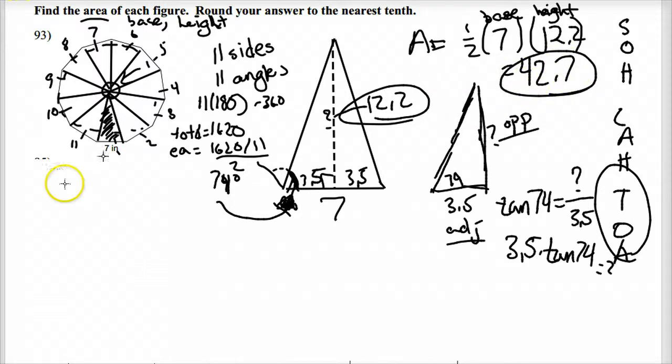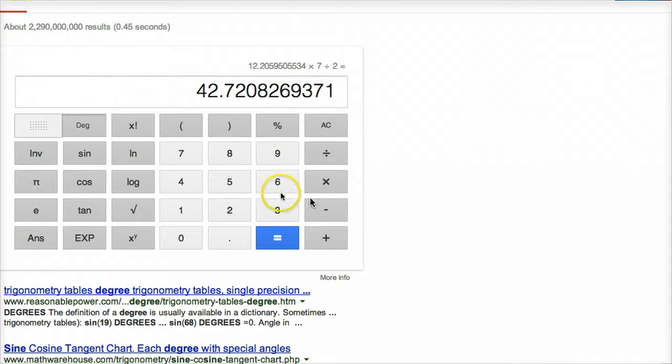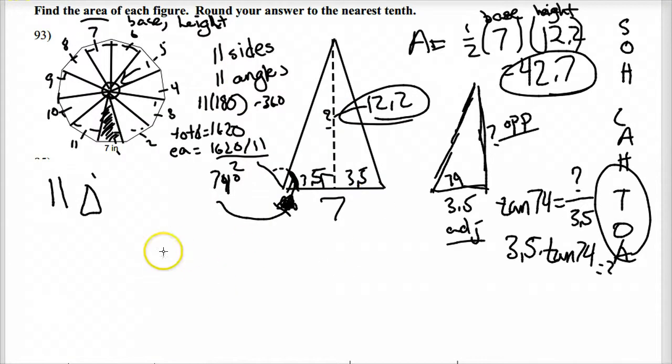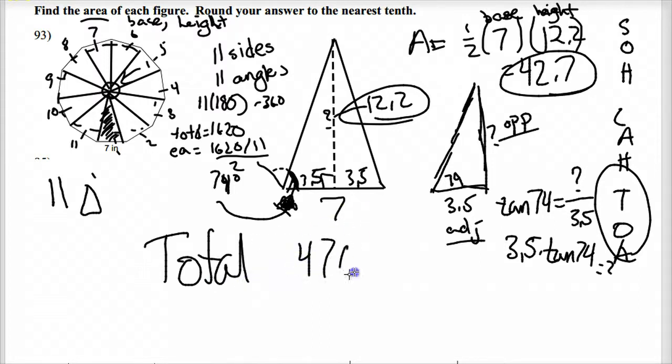That's only one slice of pizza, and there are 11 triangles. So now we have to multiply that by 11. That's not too bad. So this times 11 gives me 469.92, or really close to 470. So what's the total area? About 470 inches squared, because it's area.